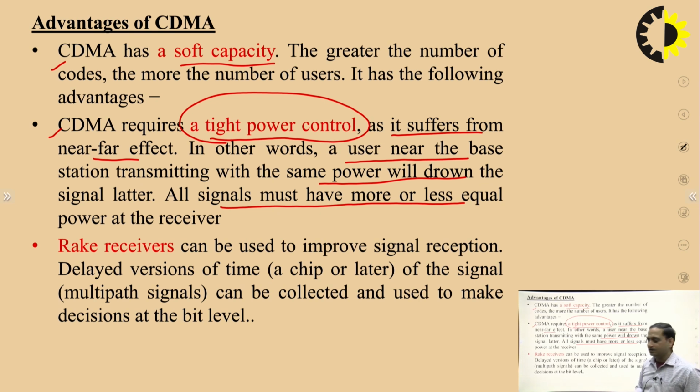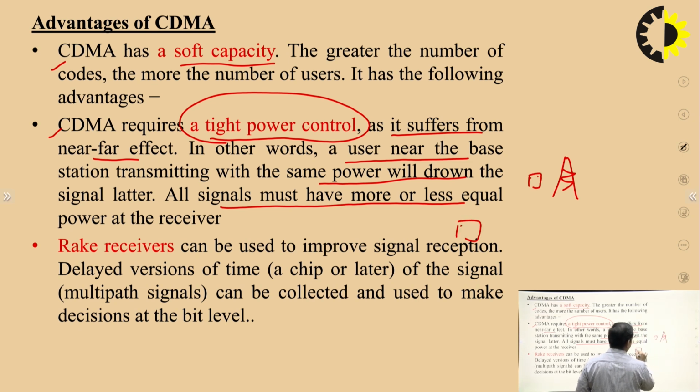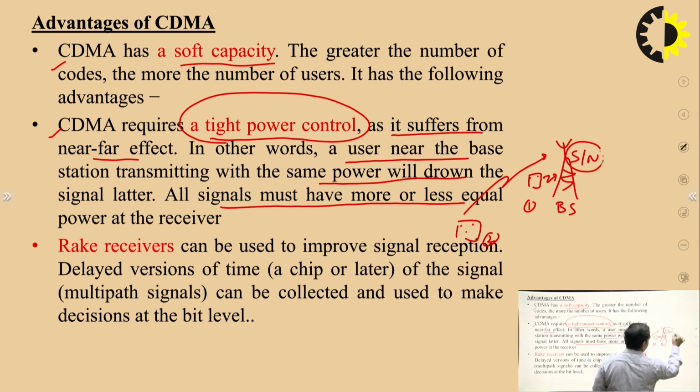So what is our main concern? Suppose one user is lying here near the base station, and the second user is very far, right? Our main target is what? Suppose this is user 1 and this is user 2. If user 1 transmits data to the base station, and user 2 is also transmitting data to the same base station, then the SNR value at the base station must be the same. If this one is SNR 1, then it must be equal to SNR 2, SNR 1 from user 1 and SNR 2 from user 2.